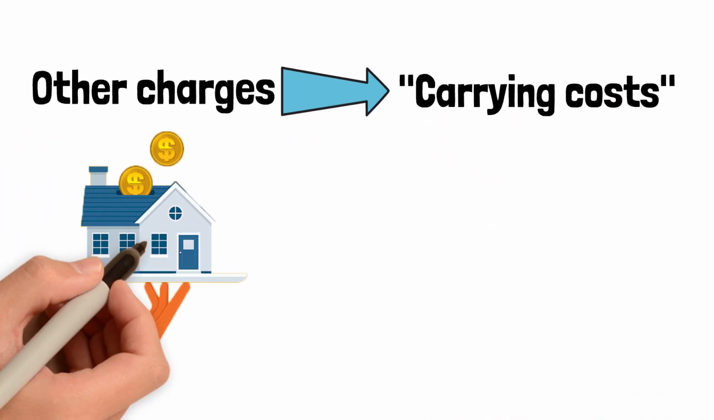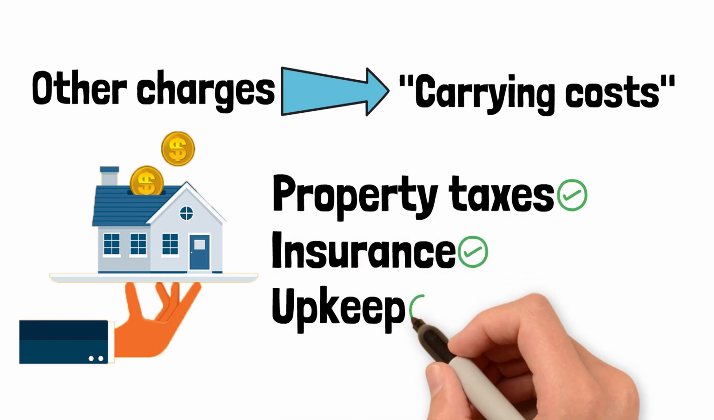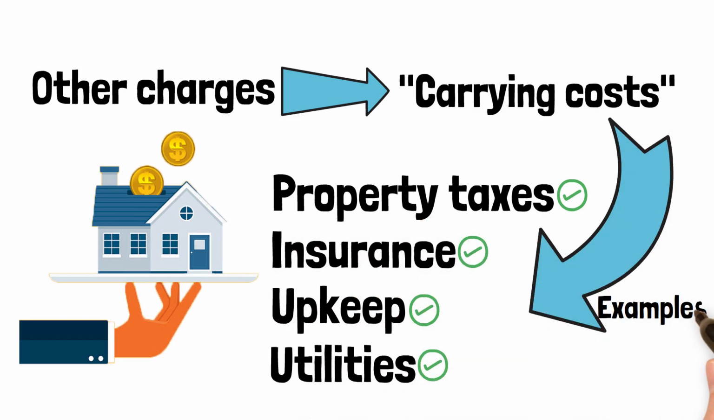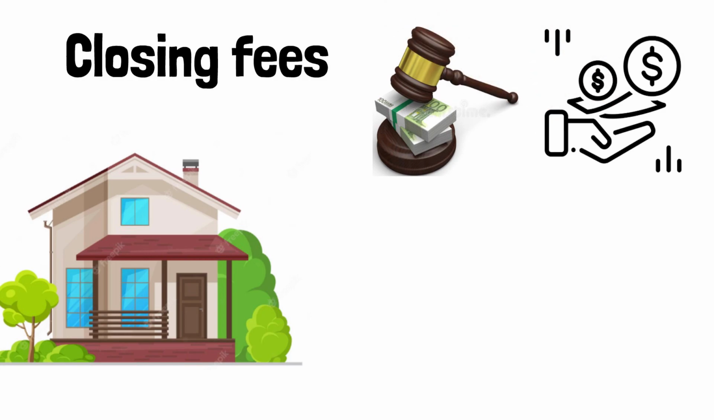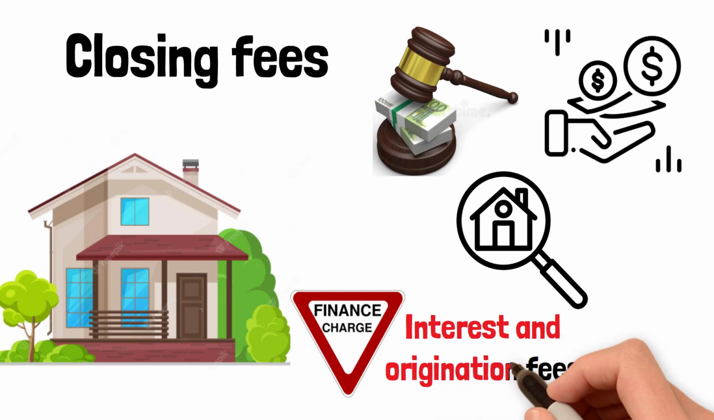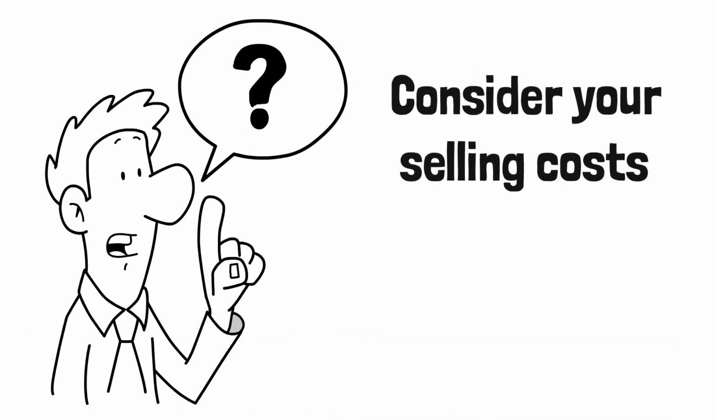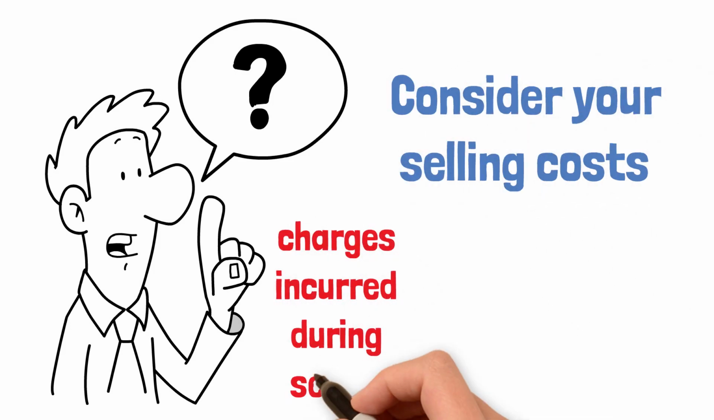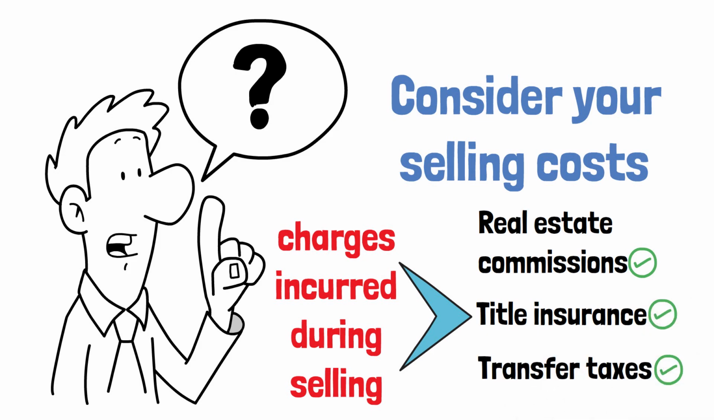Other charges, known as carrying costs, must also be considered when investing in real estate. If you need an idea, property taxes, insurance, upkeep, and utilities are examples of carrying costs. On the other hand, closing fees are the costs incurred while purchasing a home, such as legal fees, title search fees, and home inspection fees, while financing charges include interest and origination fees when acquiring a mortgage. Oh, and please remember to consider your selling costs. It includes charges incurred during selling, such as real estate commissions, title insurance, and transfer taxes.